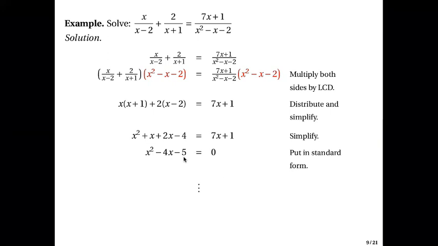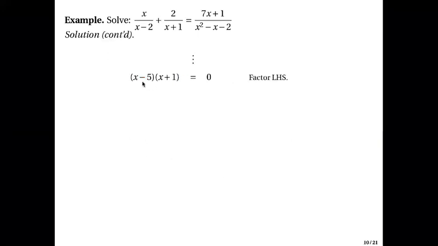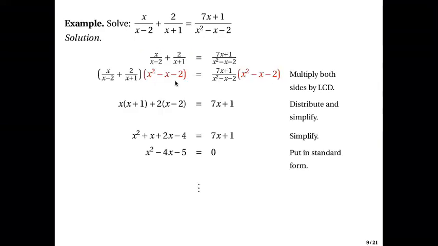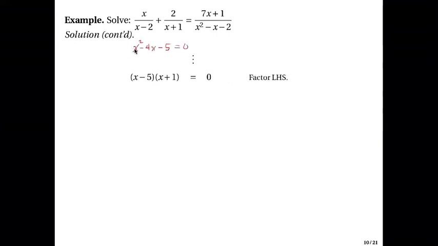So let us continue with the solution. That can be factored into x minus 5 times x plus 1. So let me put again what was the previous one. You will have x squared minus 4x plus 1. No, minus 5 equals 0. That was the previous. Okay, let me verify that. Yes, x squared minus 4x minus 5.